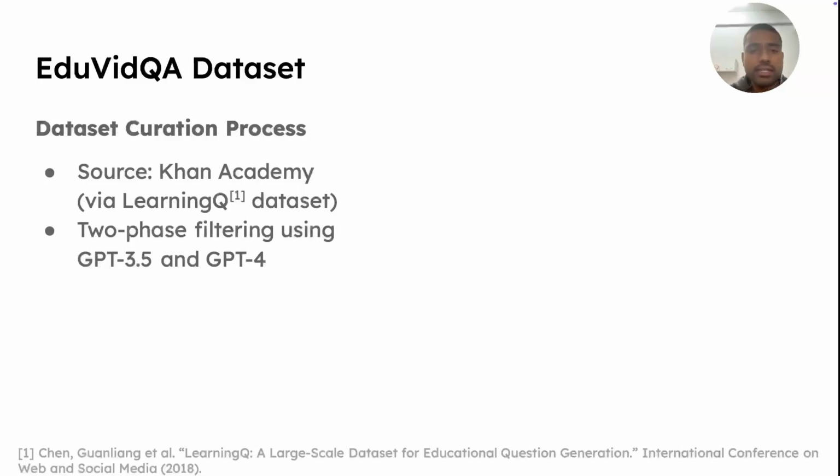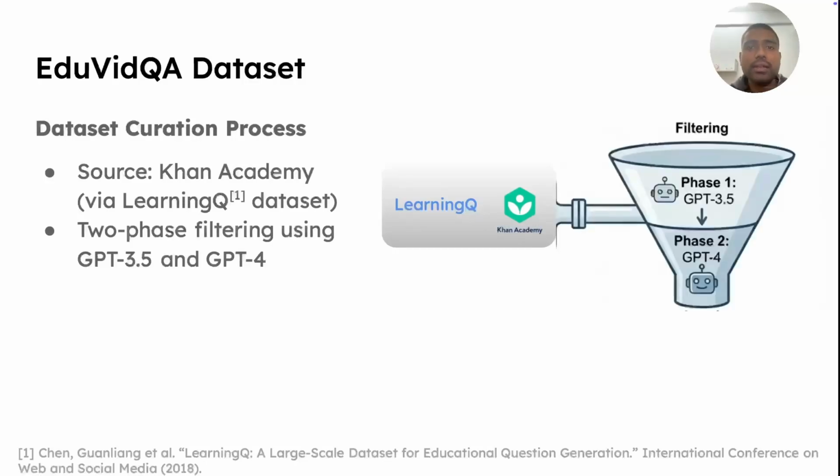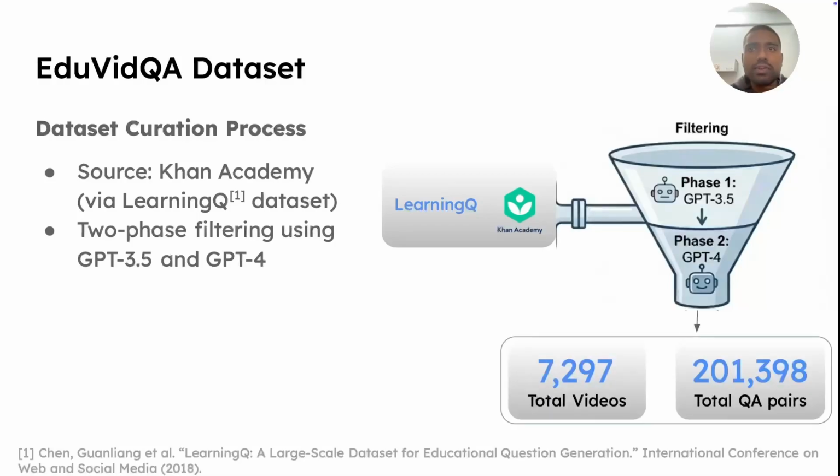Creating a reliable dataset was our first hurdle. We started with the LearningQ dataset, which scrapes Khan Academy, but it contained many irrelevant or text-only questions. We applied a rigorous two-phase filtering process using GPT 3.5 and GPT 4 to remove noise. Crucially, we focused on math and science domains, as these are most likely to require visual understanding. And we got around 7,000 videos and 200,000 QA pairs.